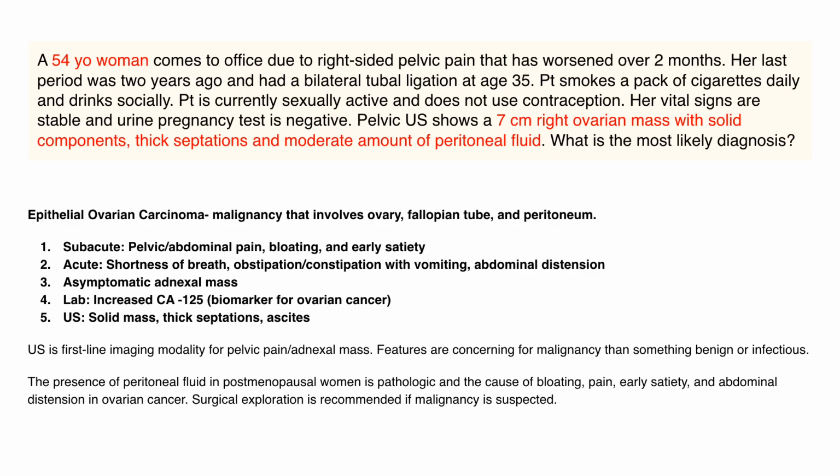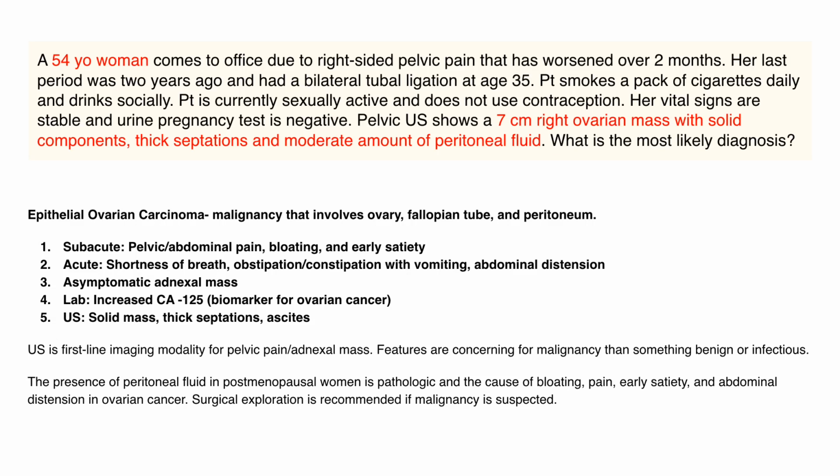Labs include increased CA-125 levels, which is a biomarker for ovarian cancer. Remember, there is no cancer screening for ovarian cancer. Ultrasound can show a solid mass, thick septations, and ascites. So, ultrasound is the first-line imaging modality for pelvic pain and adnexal mass, so that is what you first do. The features are more concerning for malignancy than something benign or infectious, which is when you see thick septation, that is not normal. The presence of peritoneal fluid in postmenopausal women is pathological, and it is the cause of bloating, pain, early satiety, and abdominal distension in ovarian cancer.